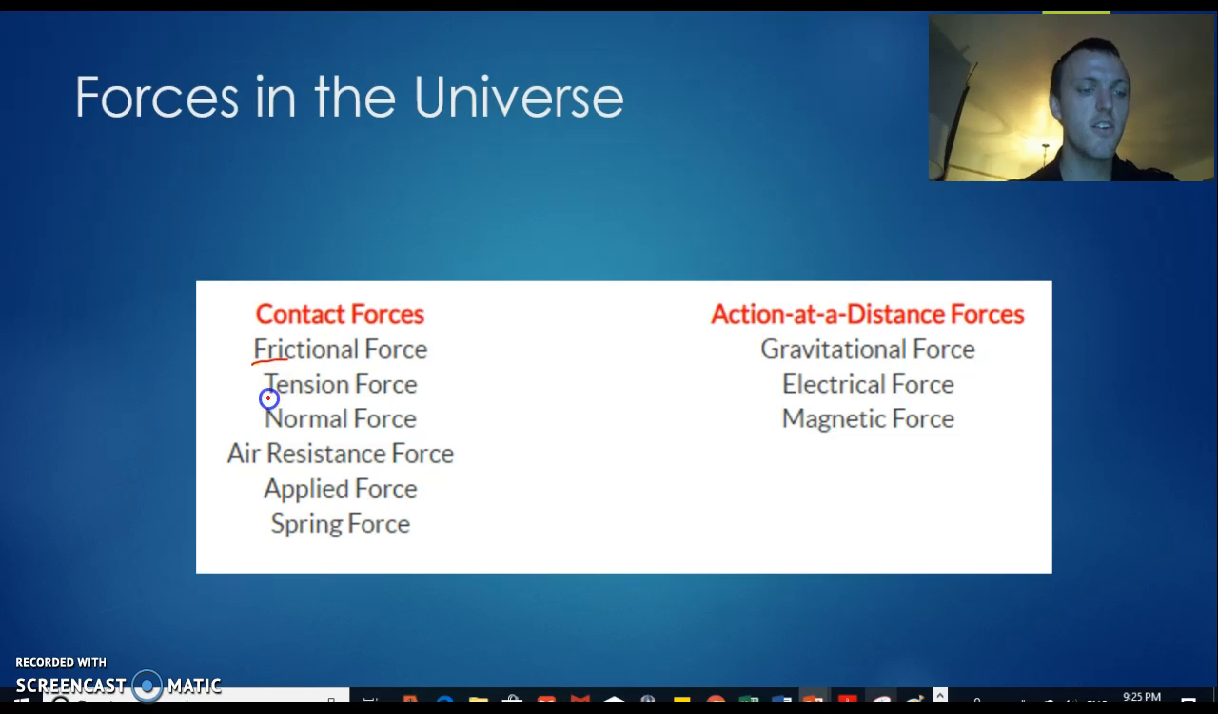Frictional force I mentioned. Tension force is the force between ropes and objects, or wires and stuff like that. The normal force is what holds us from falling through the floor. Gravity is pushing us down, and the normal force is pushing us back up off the ground, preventing us from going to the center of the earth. Air resistance force is pretty self-explanatory. Throw a ball in the air or shoot a bullet and it's going to slow down before it hits the ground. The applied force is a force that you apply to something. If you push your TV or a couch across the floor, you're applying a force to move the couch.